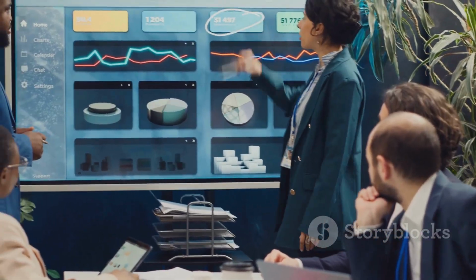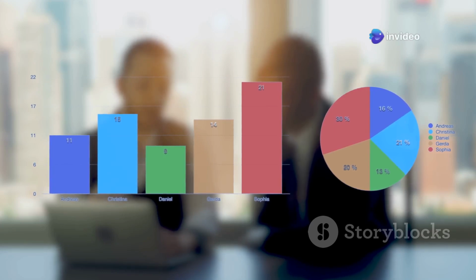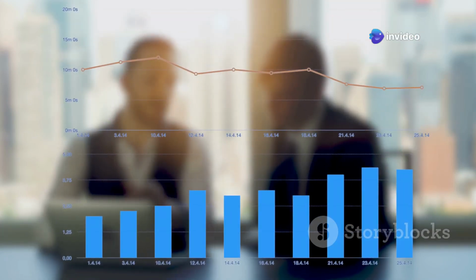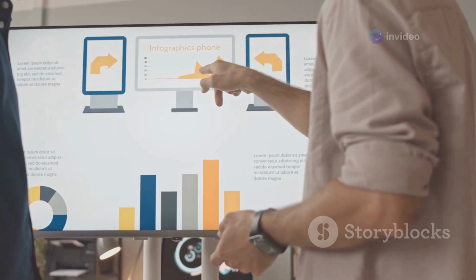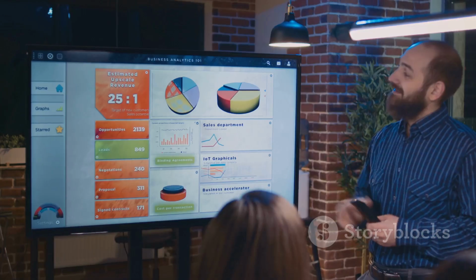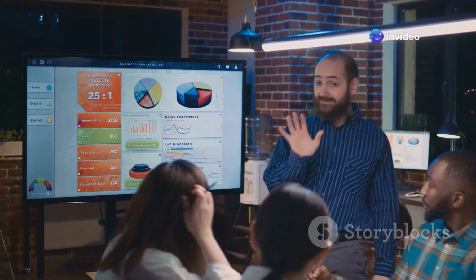Data visualization is crucial for effective decision-making. It empowers businesses to track performance, identify areas for improvement, and make informed choices. Instead of sifting through spreadsheets, decision-makers can quickly grasp key metrics at a glance. This allows for agile responses to changing market conditions and customer needs.